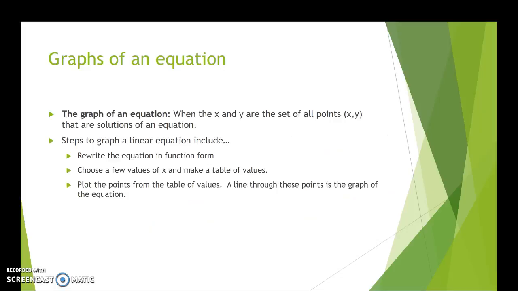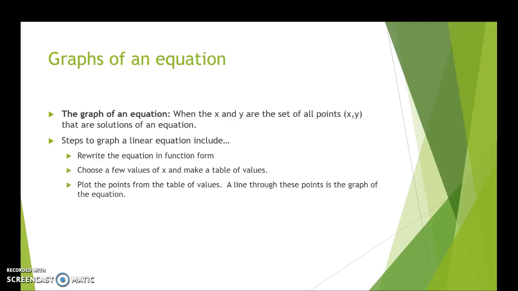Other situations you're going to be working with in the rest of section 4.2 are graphs of an equation. When you are given an equation, you have to pick values and solve that equation and then graph points. The graph of an equation is the set of all points x, y that are solutions of the equation. For instance, today in class, we were given an equation, and they gave you an x and y, and they wanted you to determine if it was a solution or not.